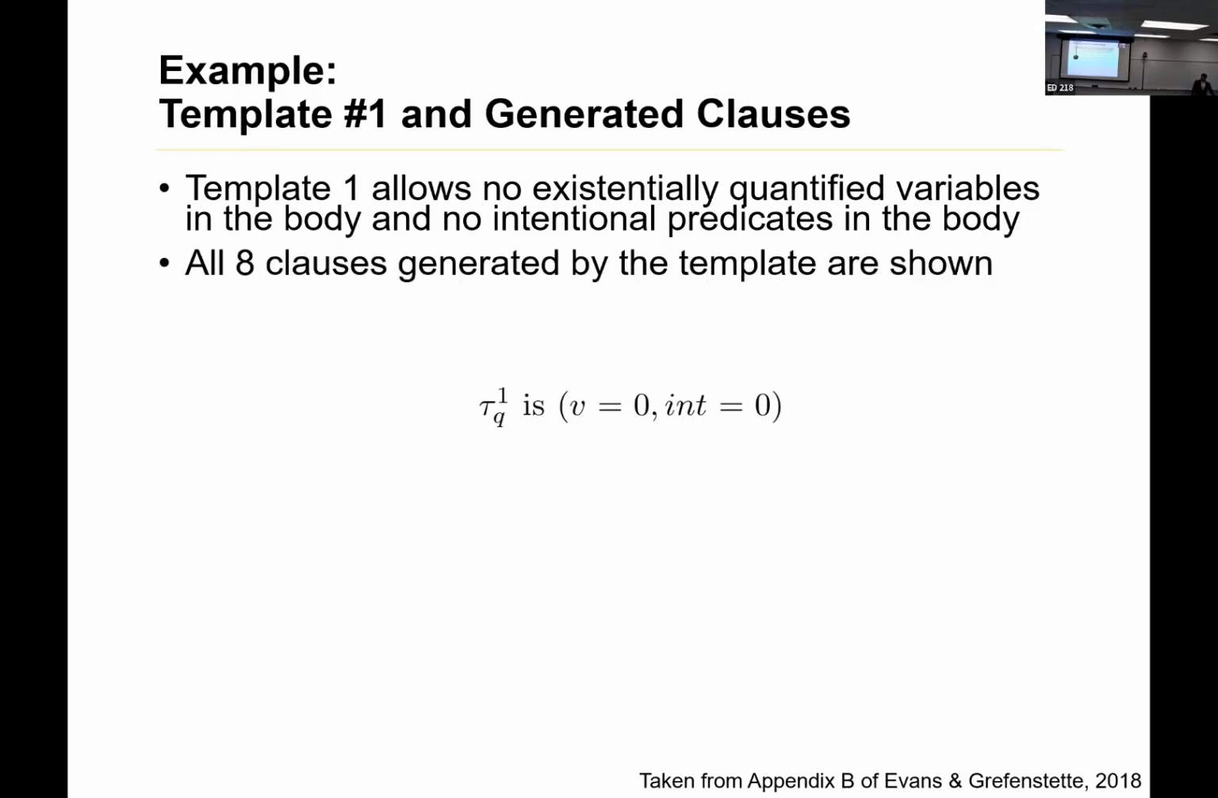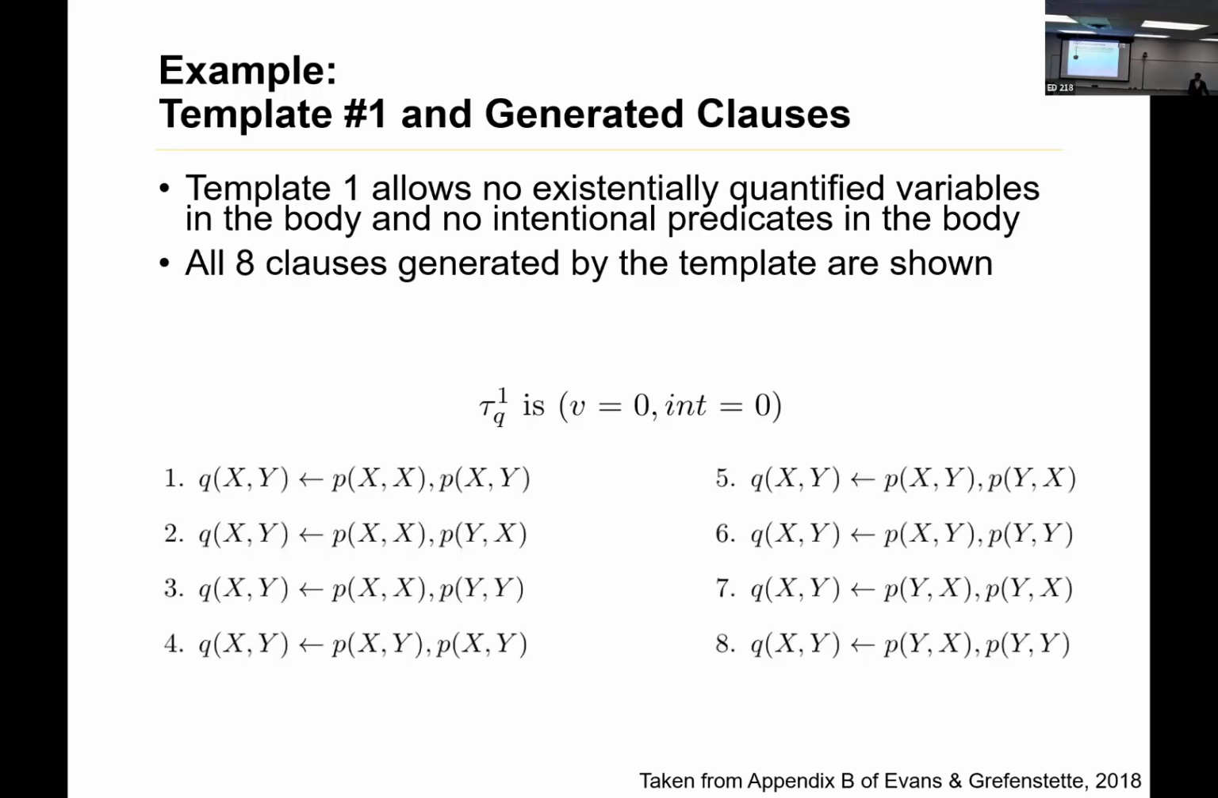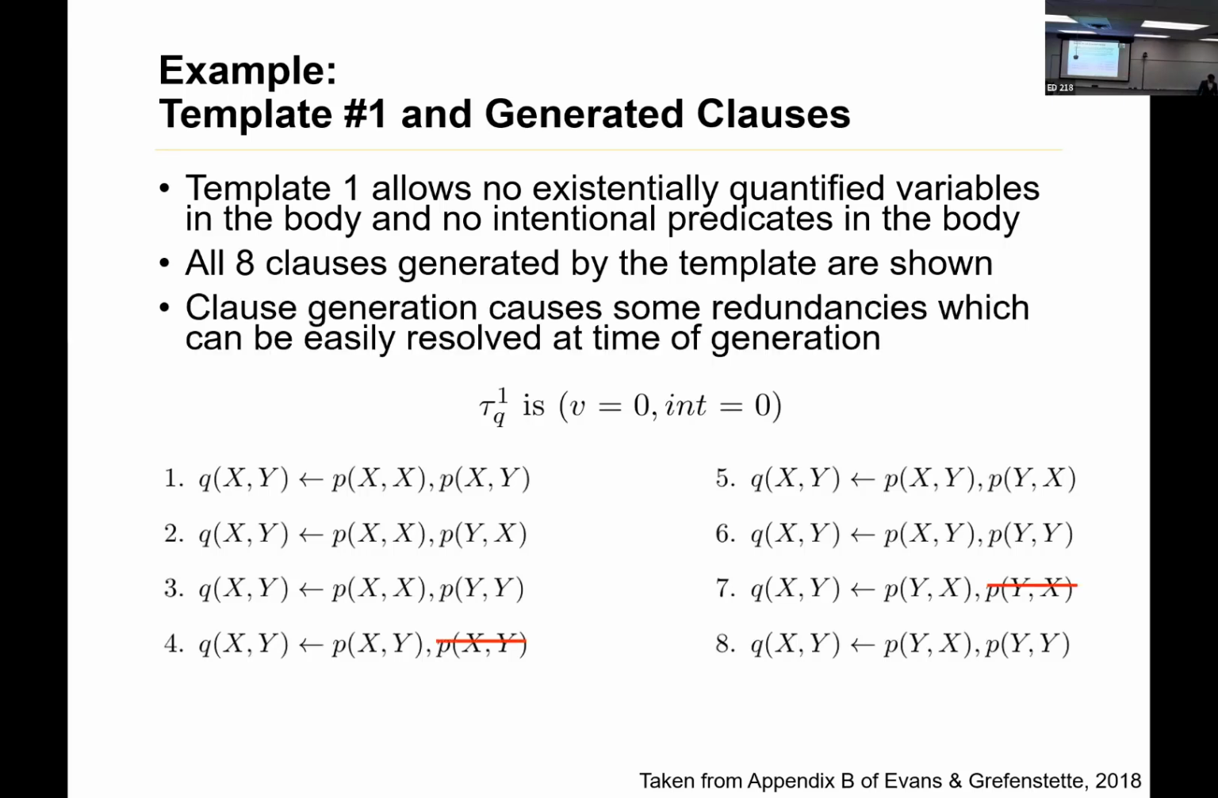There are 8 clauses that can be generated with this template, and here they are. You have to generate all of them, but when you do, you can prune away some of the ones that are redundant. That's what happens here, these go away. You can also prune elements of the body that are redundant, but you also get redundant rules as you enumerate them.